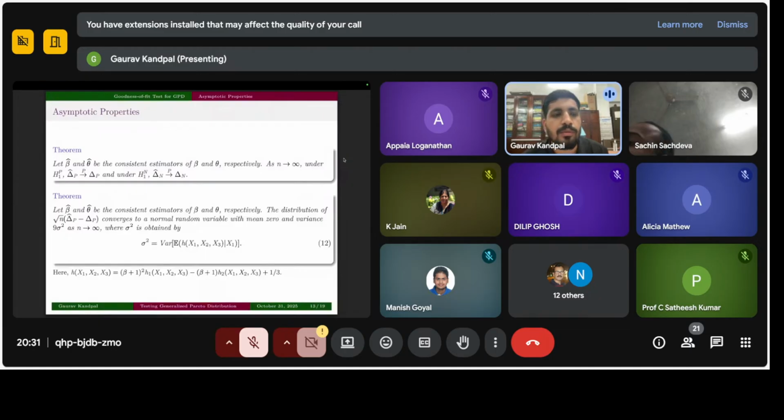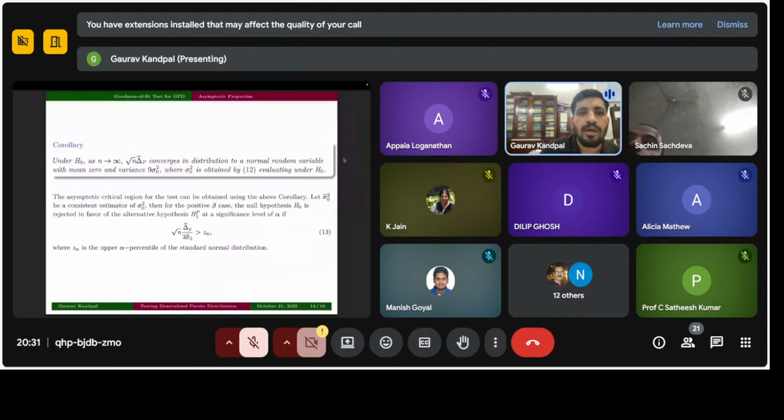In the other theorem, let beta hat and theta hat be consistent estimators of beta and theta, then the distribution of root n times delta hat p minus delta p converges to a normal random variable with mean 0 and variance 9 sigma square. And sigma square can be obtained using equation number 12, where h has an expression given in the last line.